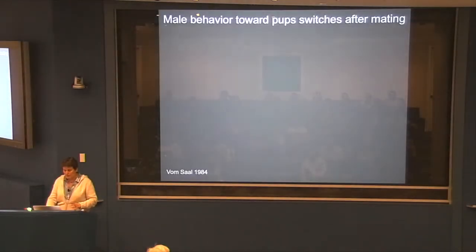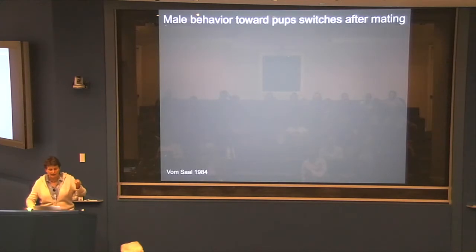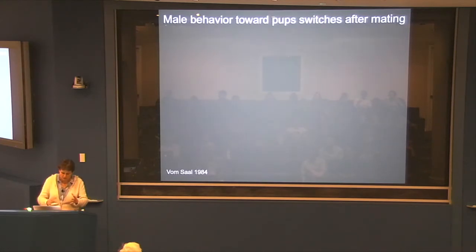So why would the male have a maternal circuit? Well, Herbert, at the beginning of his project, came to me with a paper from the group of von Saal, who had an explanation for this. What he proposed is that males are actually normally paternal after they mate with a female. So they have a switch in their behavior from infanticidal to paternal. That seemed really interesting.